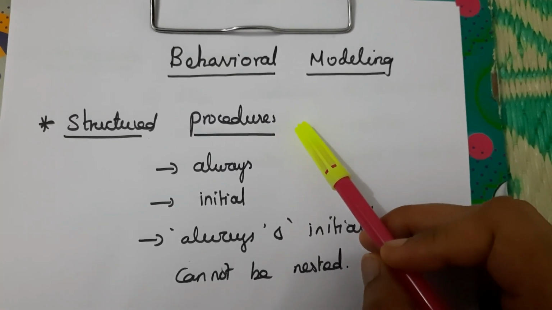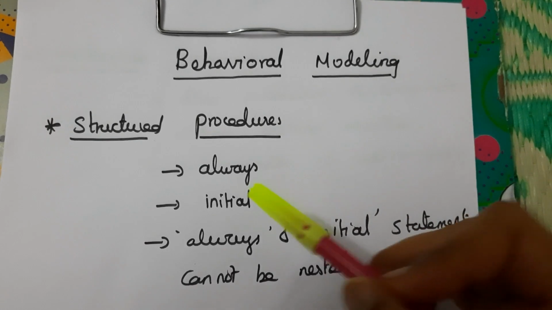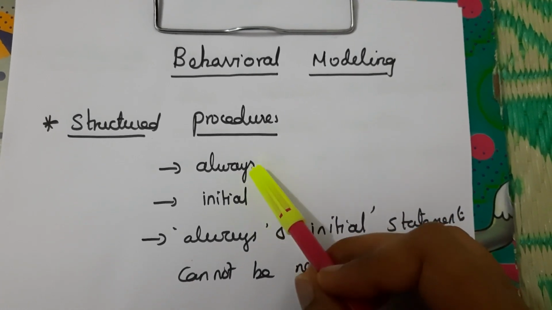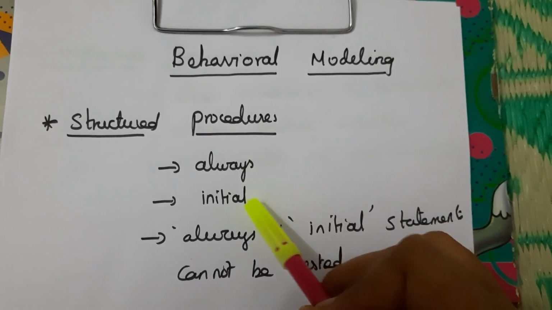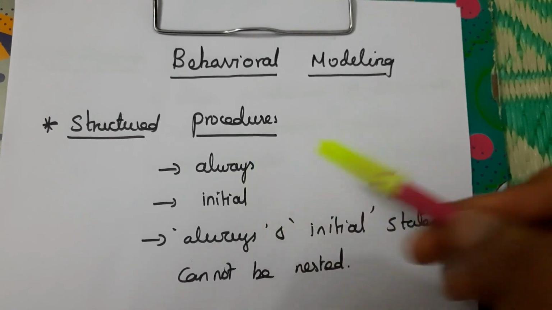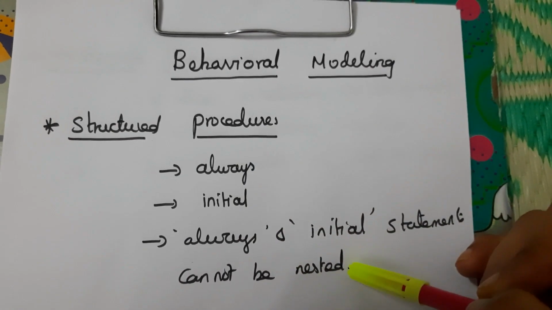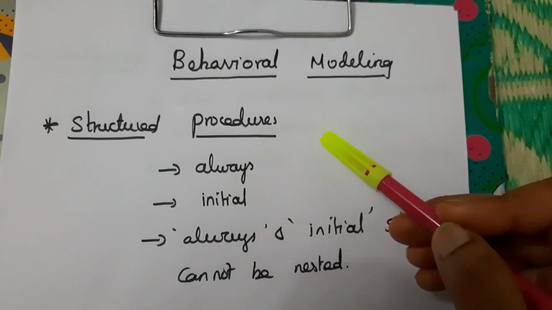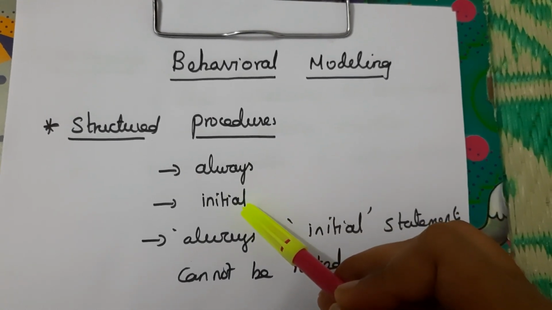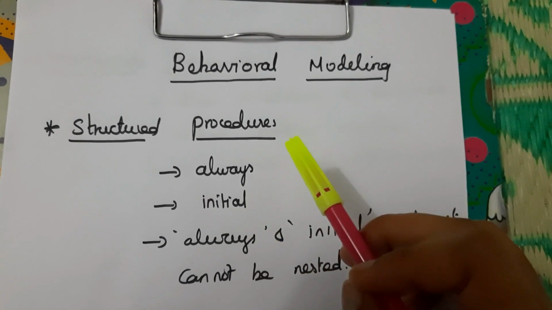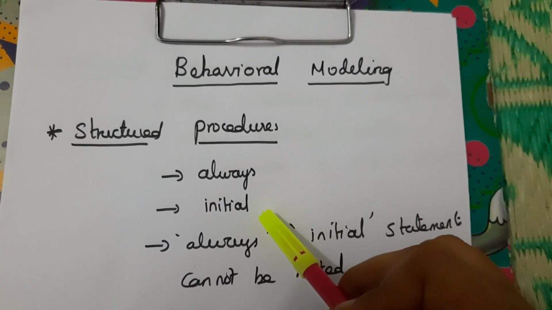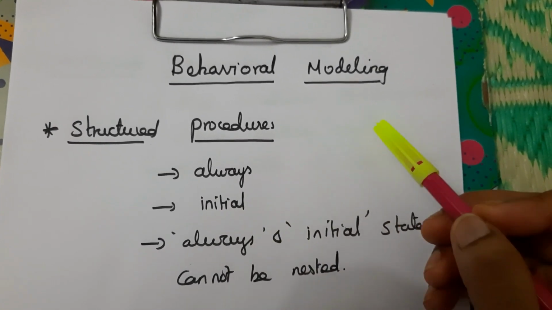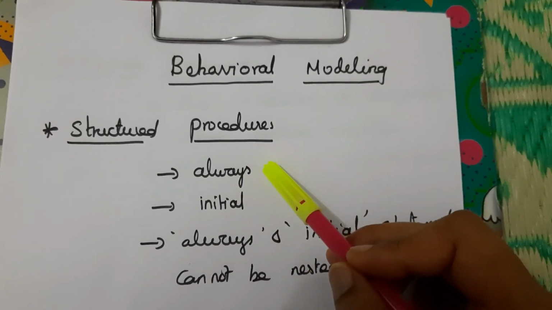So we start with the structured procedures, and under this we have two blocks, the always block and the initial block. The always and initial statements cannot be nested. The always block generates a loop, while the initial block performs once and cannot perform any loop operation. So this is the difference.